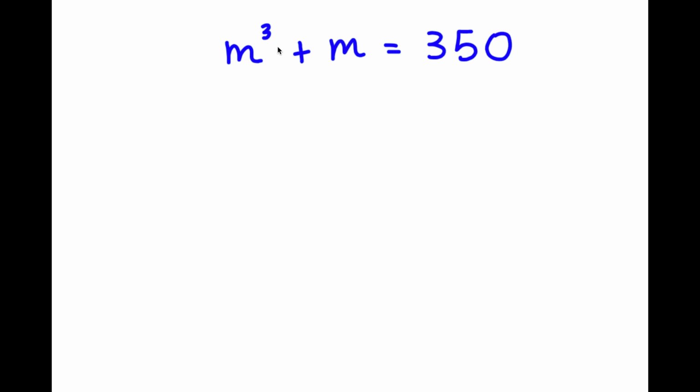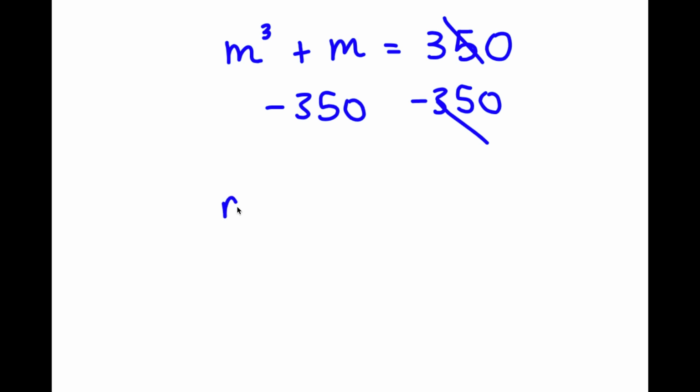Alright, so in this problem I have m to the power of 3 plus m is equal to 350. So the first thing I'm going to do is subtract 350 on both sides. So these two cancel out, and now I have m to the power of 3 plus m minus 350 is equal to 0.